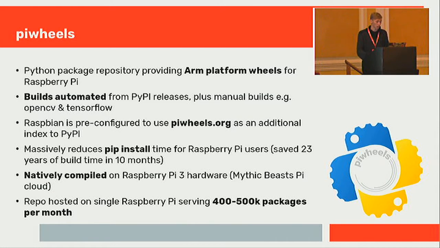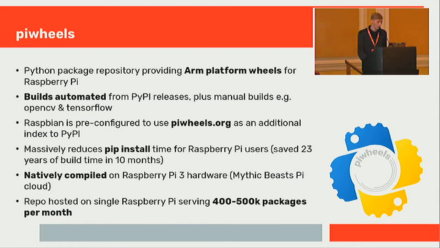So what I do is automate all of those builds and keep up with any new releases. We natively compile all the packages on PyPI on Raspberry Pi hardware and provide that as a repository at piwheels.org. So now on a Raspberry Pi, you can pip install things like OpenCV, NumPy, even TensorFlow, which is provided by Google. You pip install those things and you get them really fast.